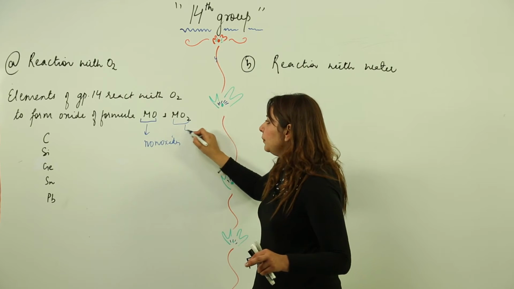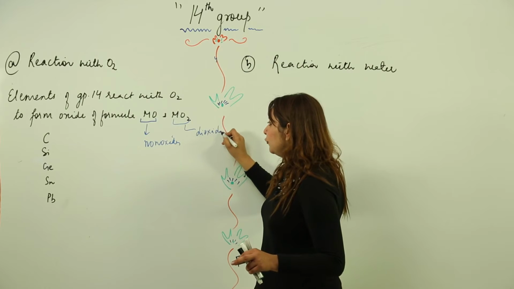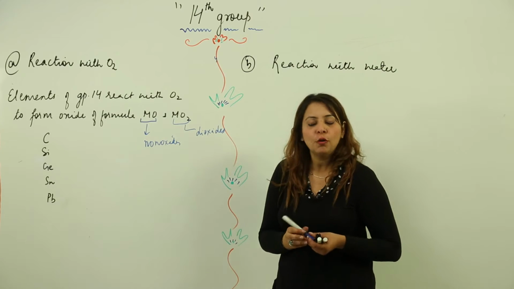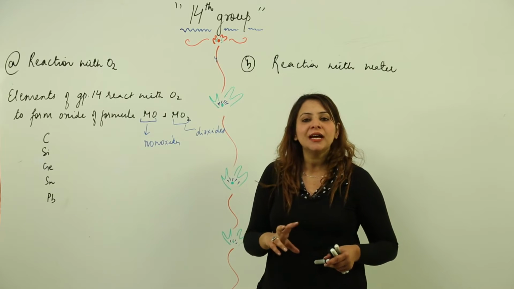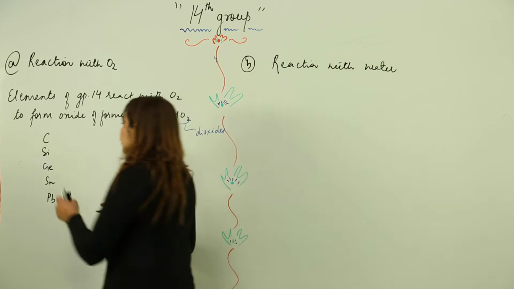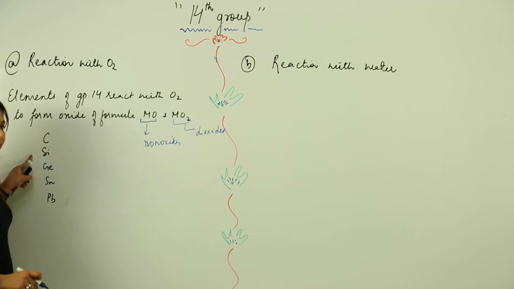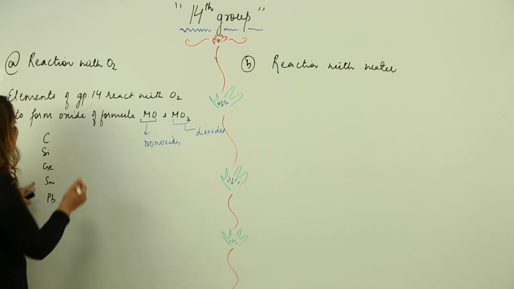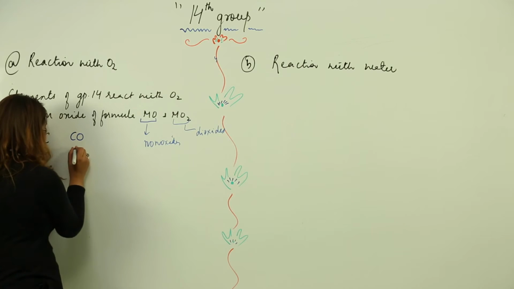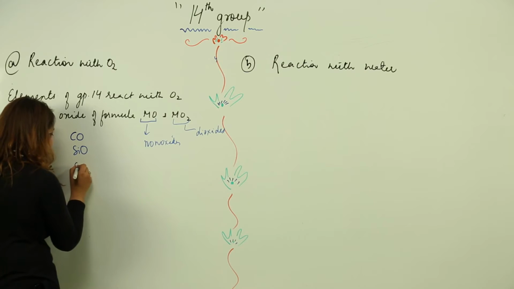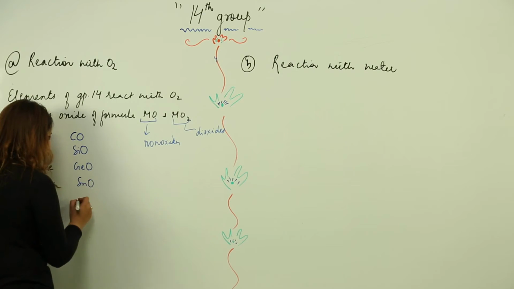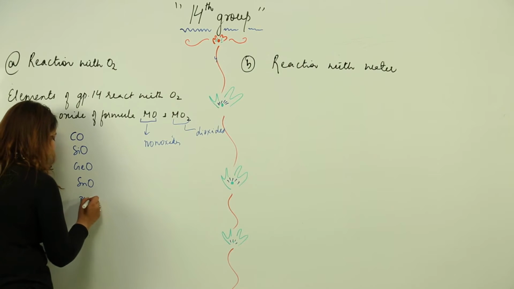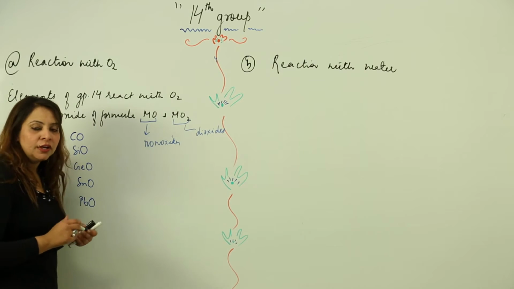as well as dioxides, that means they can form mono as well as dioxides. So let us first write the monooxides and dioxides of this family. This is the carbon family: carbon, silicon, germanium, tin and lead. If we write their monooxides first, obviously carbon monoxide will be CO, silicon monoxide will be SiO, germanium monoxide will be GeO, tin monoxide will be SnO, and lead monoxide will be PbO.